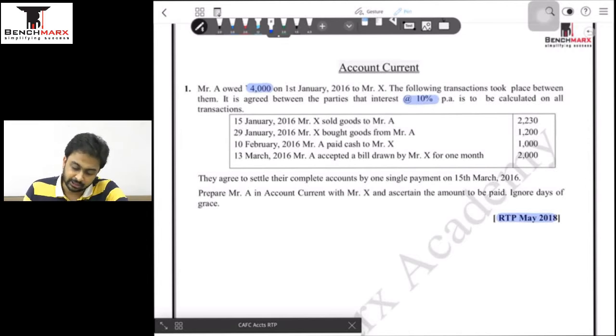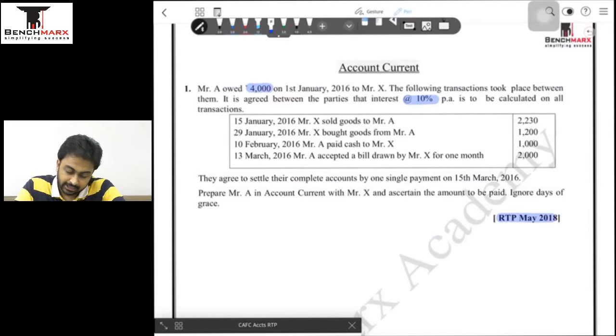15th of Jan, X has sold goods. 29th of Jan, X has purchased goods. So it's a case where Mr. X is also selling goods to Mr. A, and X is also purchasing goods from Mr. A. So payments are also to be made and receipts also to be received from the other person. 10th of Feb, A has paid cash, and 13th of March, A has accepted a bill drawn by Mr. X for 1 month.